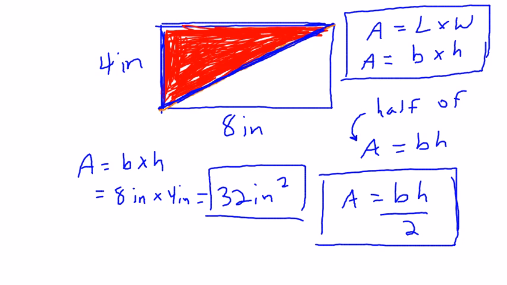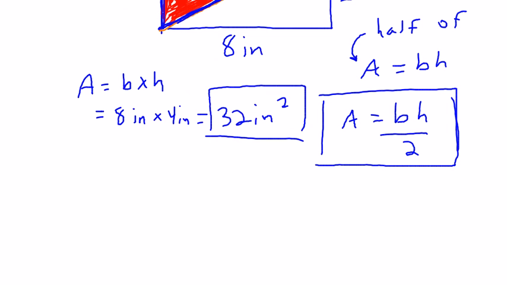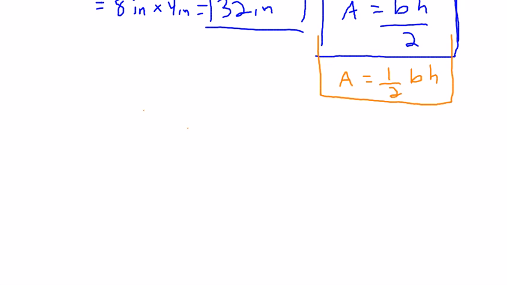Area of a triangle equals its base times height divided by 2. Okay, in some textbooks you might see it written as area equals 1/2 base times height. Okay, these are two different ways of expressing the same exact formula. Alright, let's try a couple of examples.